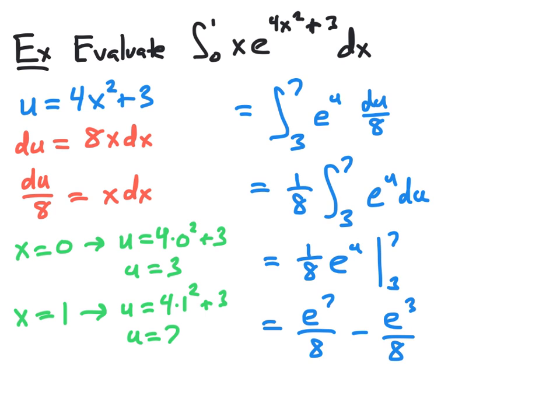And this is our value for our integral, e to the 7th divided by 8 minus e cubed divided by 8. Of course, if we wanted to, since we have a common denominator here, we can simplify this into one fraction as e to the 7th minus e to the 3rd all over 8.